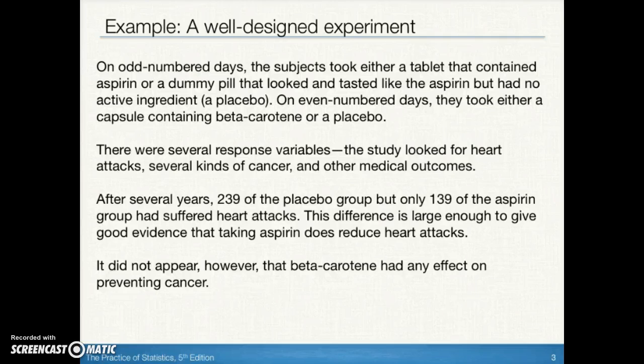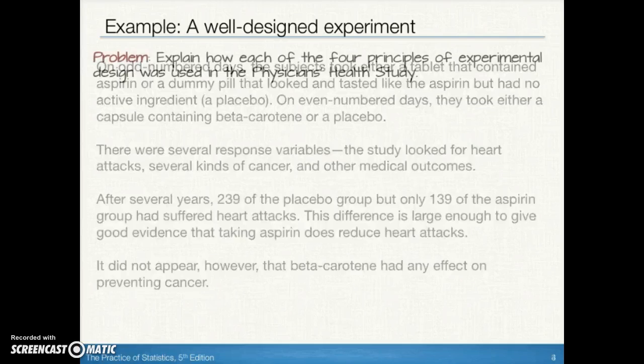Now, there were several response variables. The study looked for heart attacks, several kinds of cancer, and other medical outcomes. After several years, 239 of the placebo group, but only 139 of the aspirin group, had suffered heart attacks. This difference is large enough to give good evidence that taking aspirin does reduce heart attacks. It did not appear, however, that beta-carotene had any effect on preventing cancer.